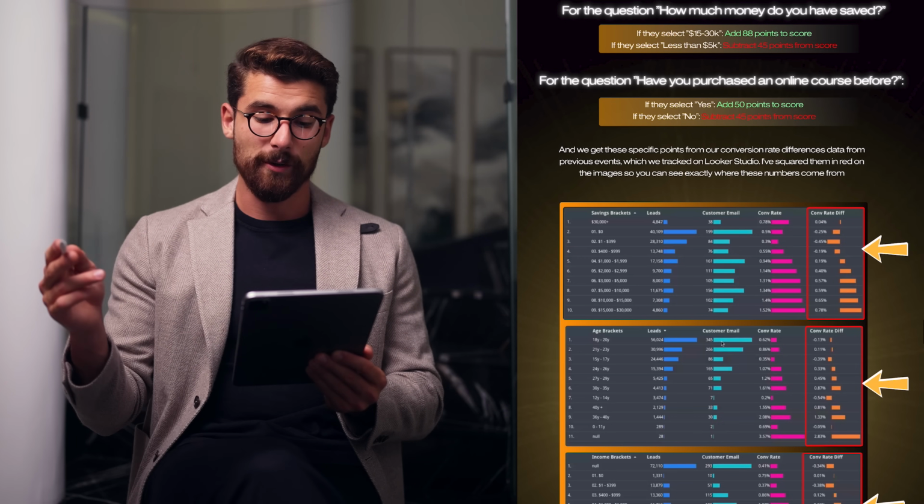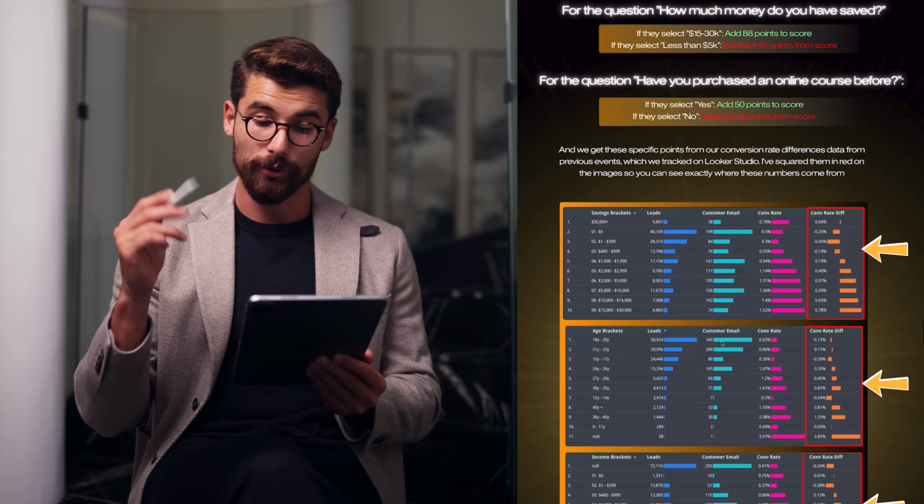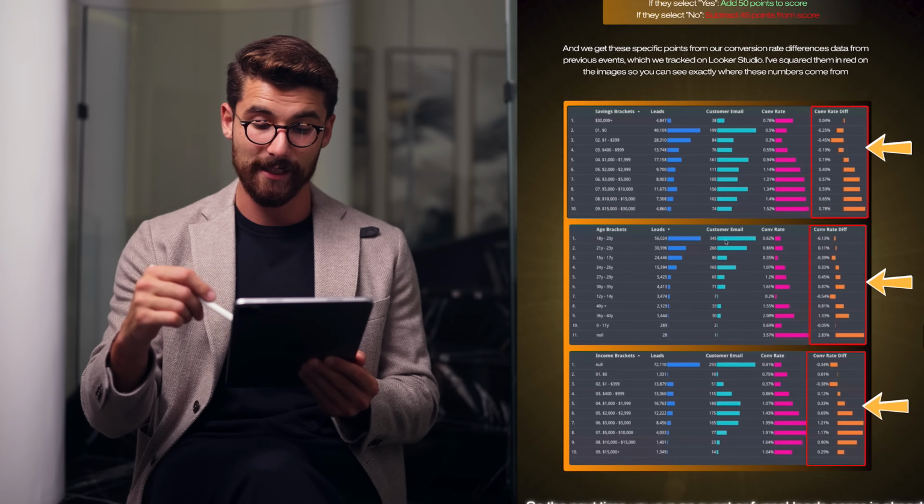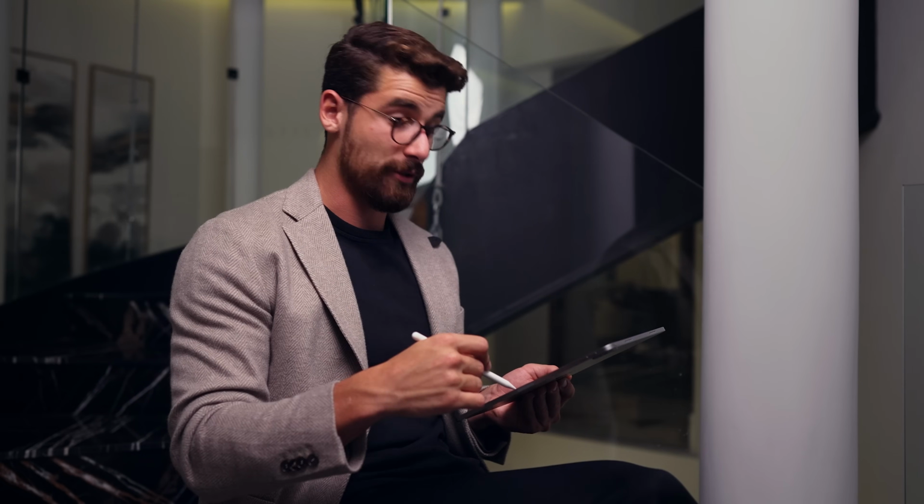And we get these specific points from our conversion rate differences data from previous events, which we track on Looker Studio. Now I've gone ahead and squared them off in red on the images, so that way you can see exactly where some of these numbers are coming from. So for you, it's gonna be a totally different story. I'm just using data from one of our old events just to give you some context.